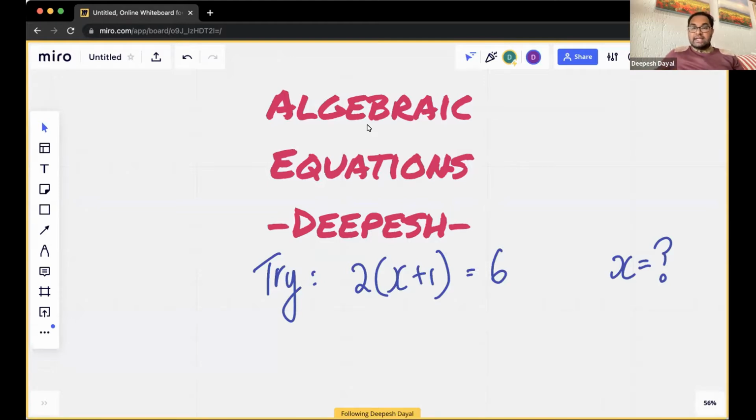Welcome everybody, and today is the final session on algebraic equations, where we're going to be consolidating a lot of the different types of equations. It's going to be an interesting session where we're going to look at some easy equations as well as some challenging ones.